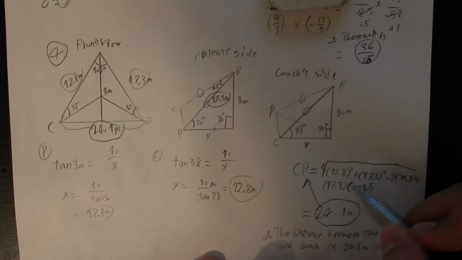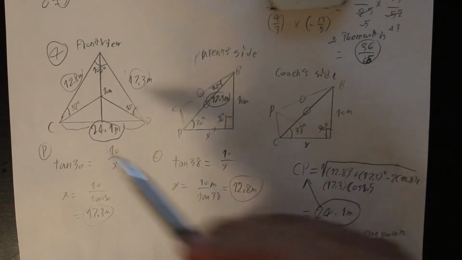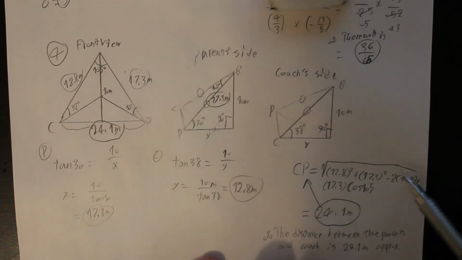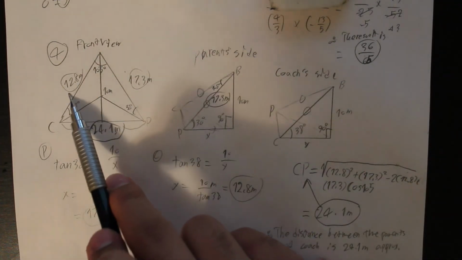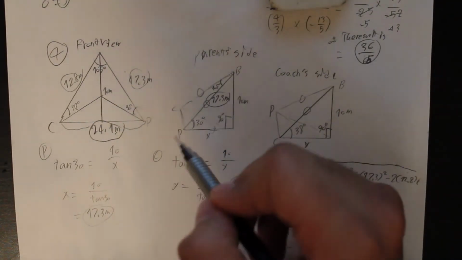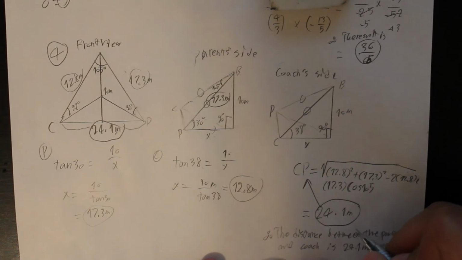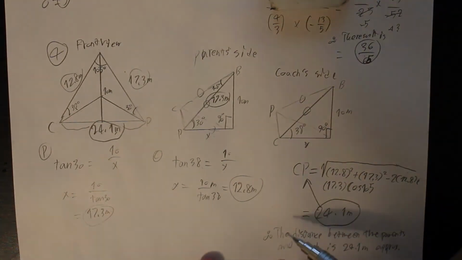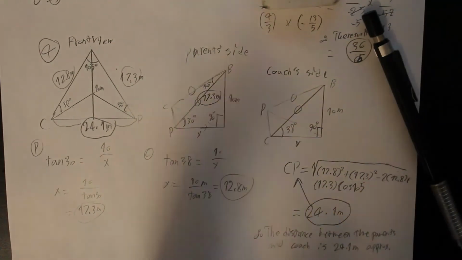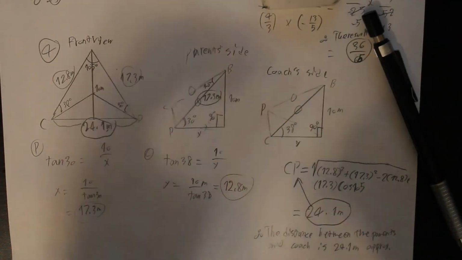So then we plugged in the values, which is 12.8 squared, which is this side, plus 17.3 squared minus 2 times 12.8 times 17.3 times cosine of 105, which is this angle over here, in order to solve CP, which equaled approximately 24.1. So we wrote a therefore statement that says the distance between the parents and the coach is 24.1 meters approximately.